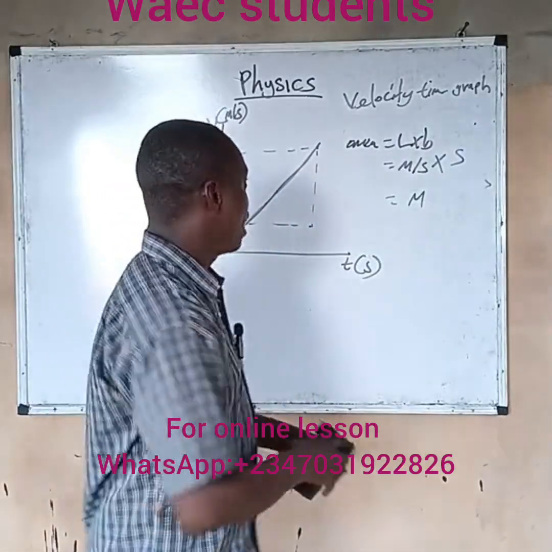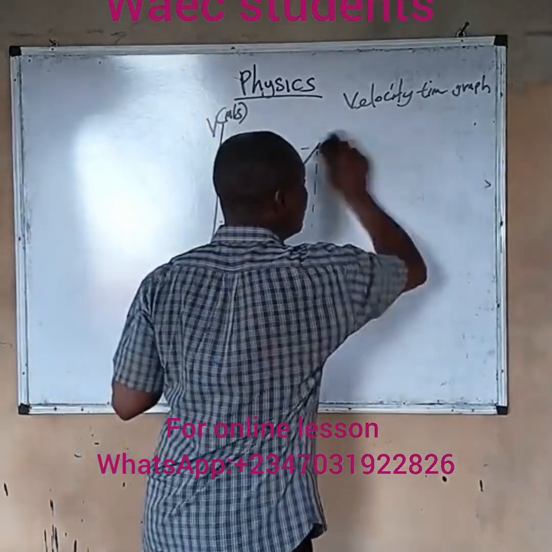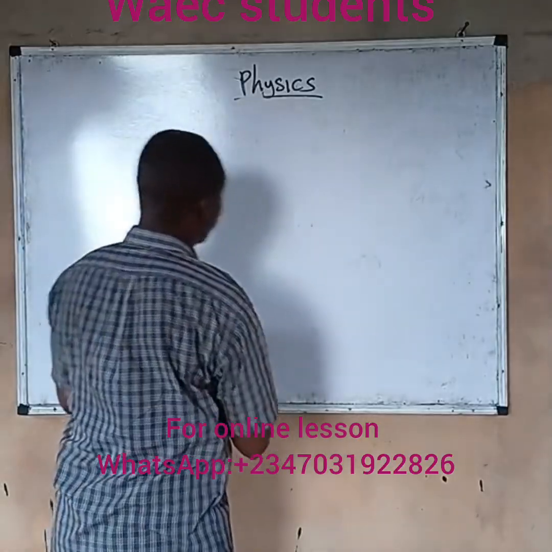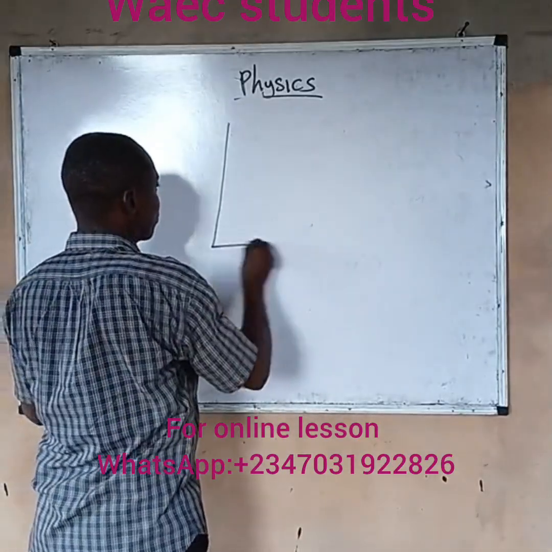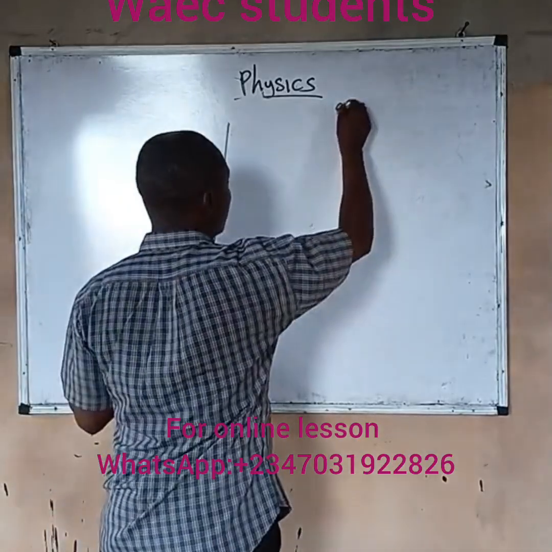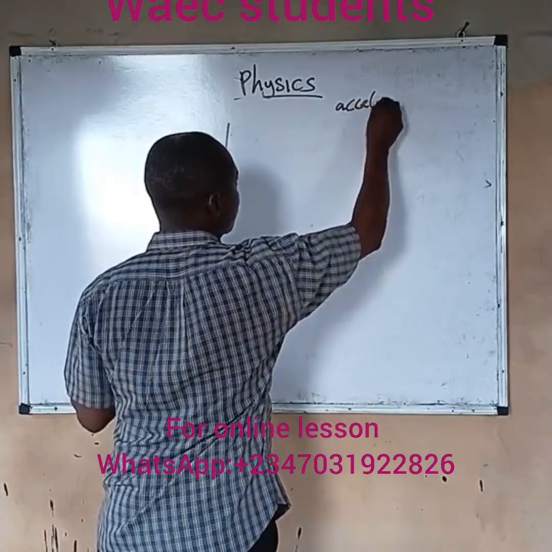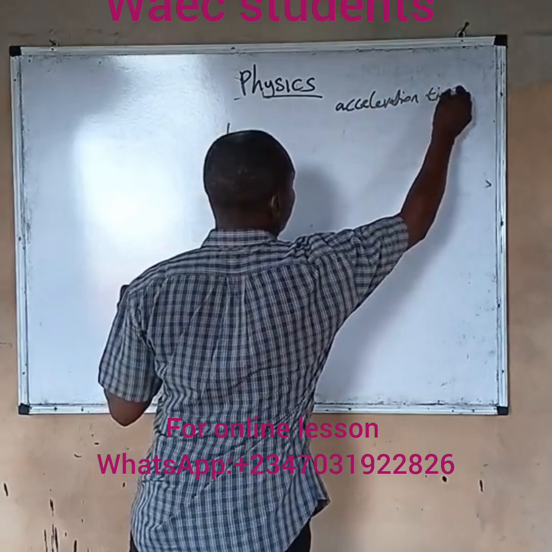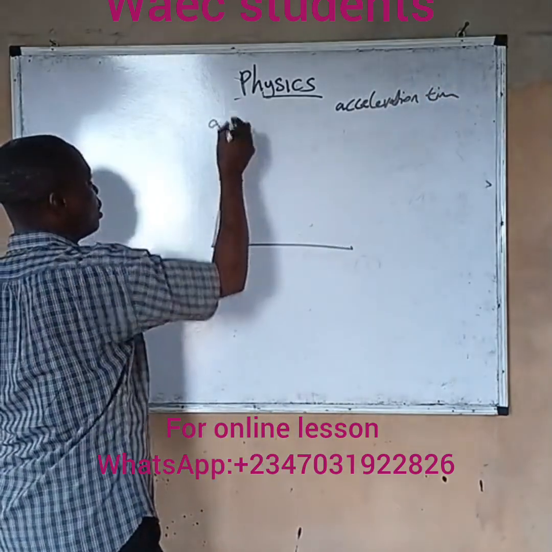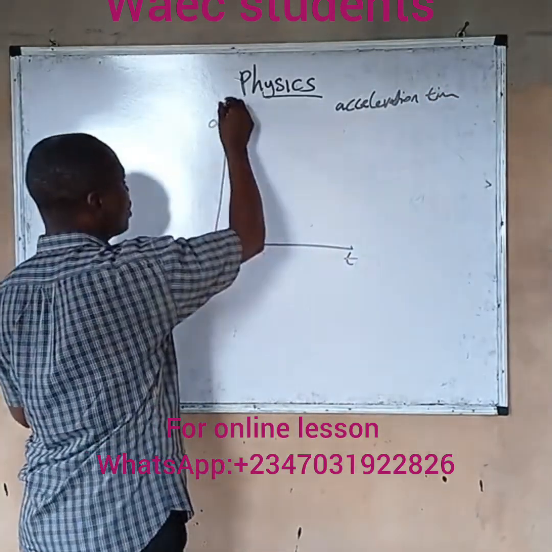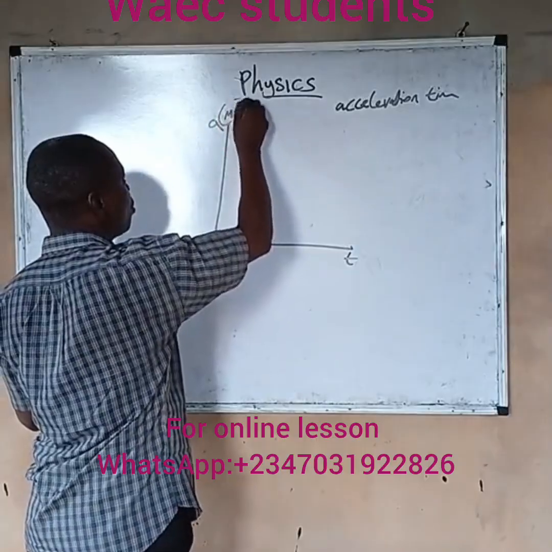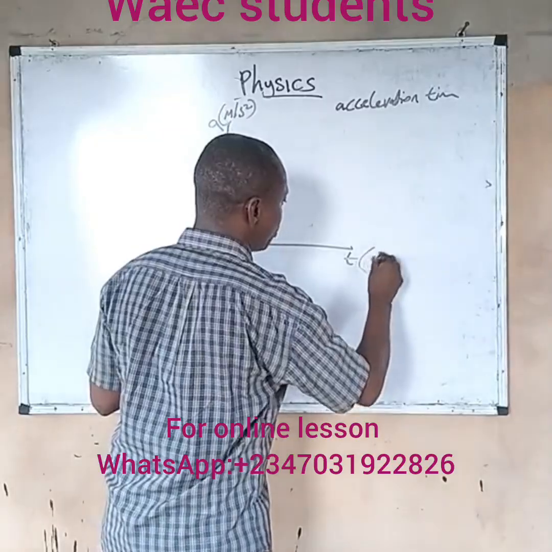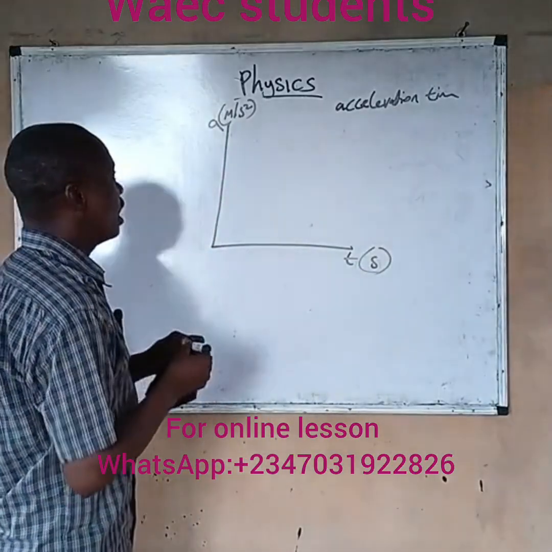Is that clear? All right. So let's look at the last one. The last one is the acceleration time graph. That is plotting acceleration against time. And we know that the unit for acceleration is meter per second square. You have to know those units. Then the unit of time is second.